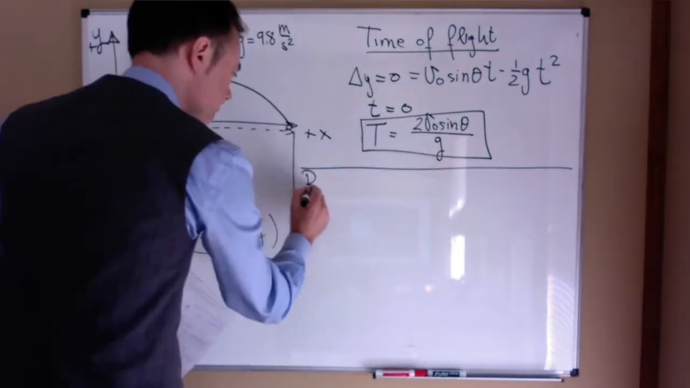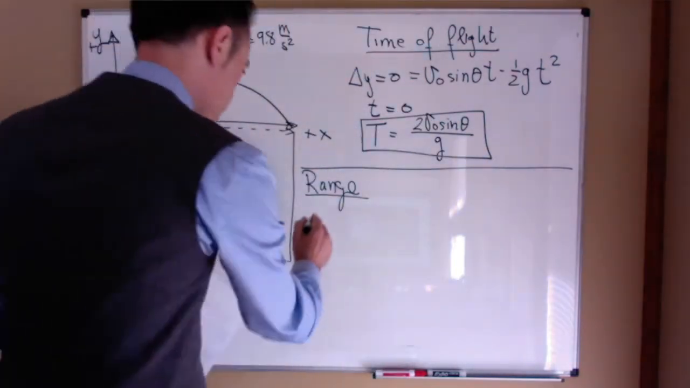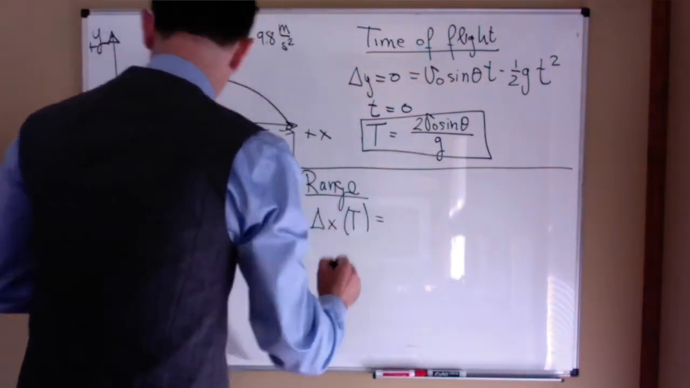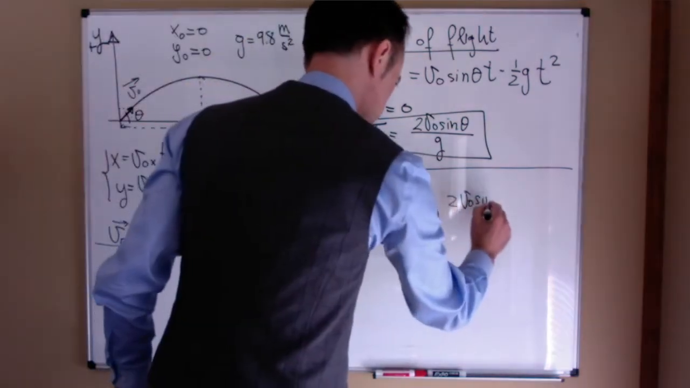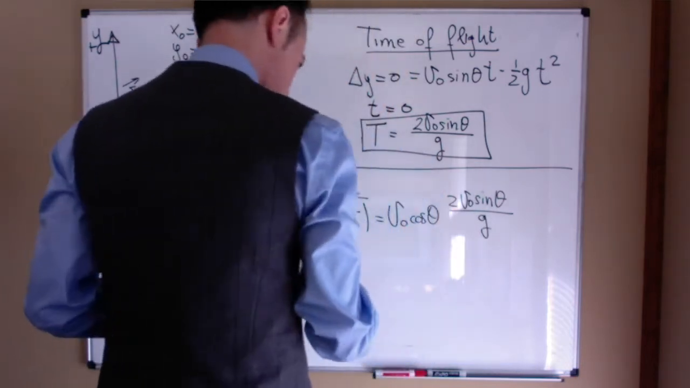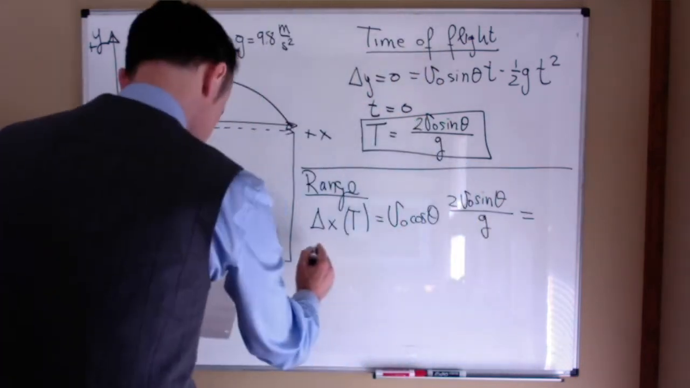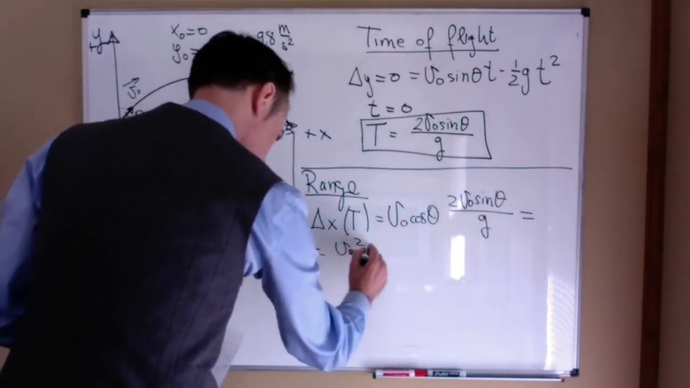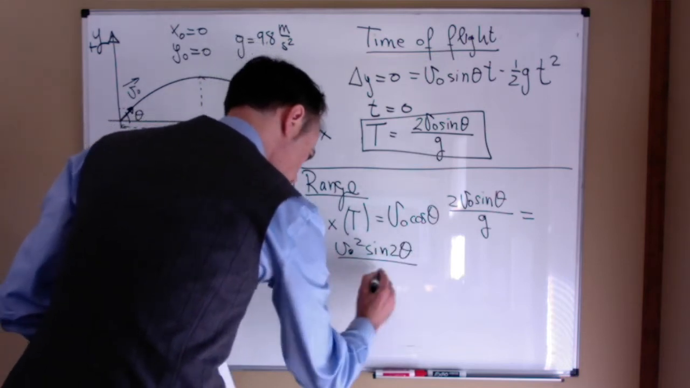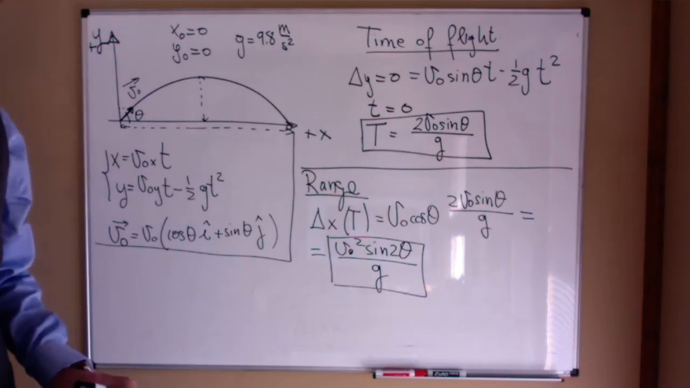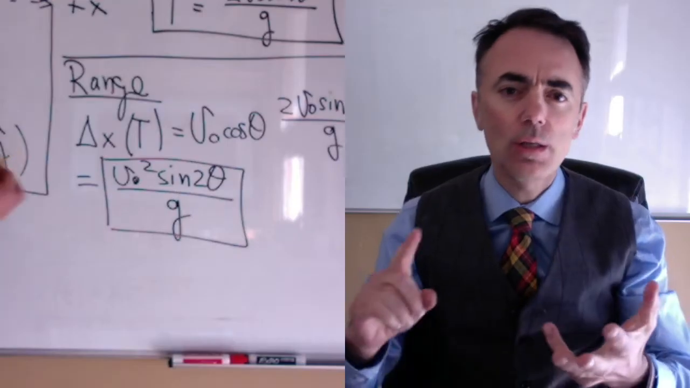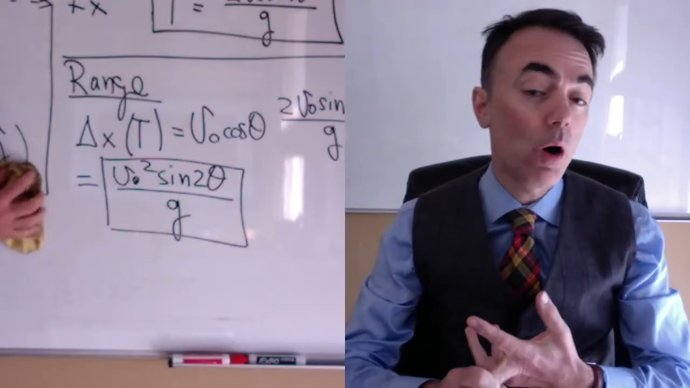To find the range of flight, how far the object will get, we substitute this result for time into delta x. We use the trigonometric identity that 2 sine alpha cosine alpha is sine of 2 alpha, and we get delta x equals v0 squared sine of 2 theta over g. We see that the range depends on the initial velocity, on the angle, and on the planet where you are.